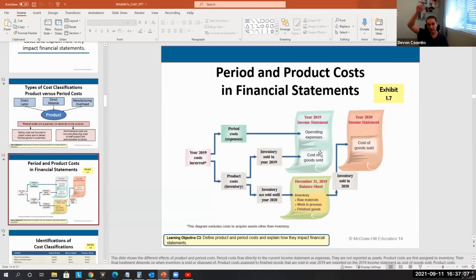Anything that you expensed goes on your income statement, right? Anything you sold. And then your period costs, like your selling and marketing and whatnot, go as operating expenses or your general and administrative expenses on your income statement.